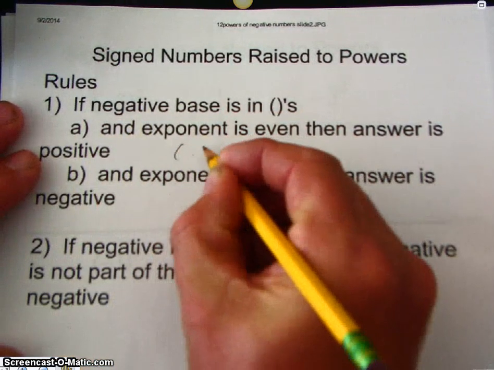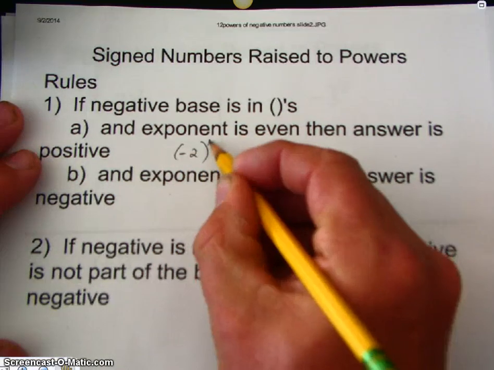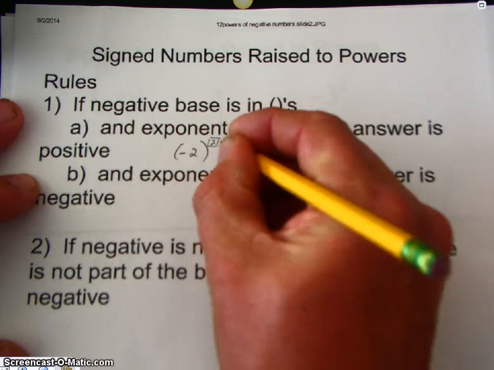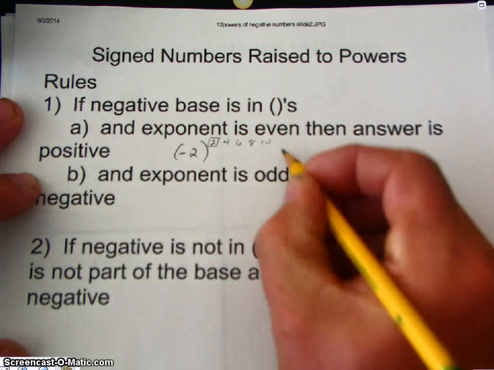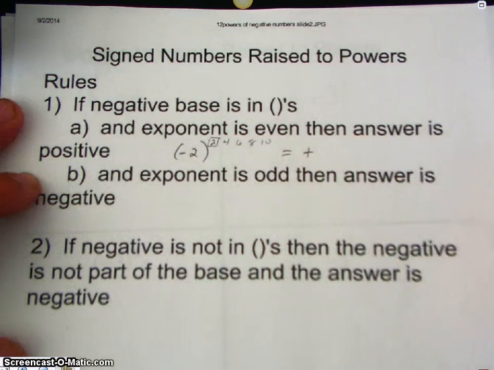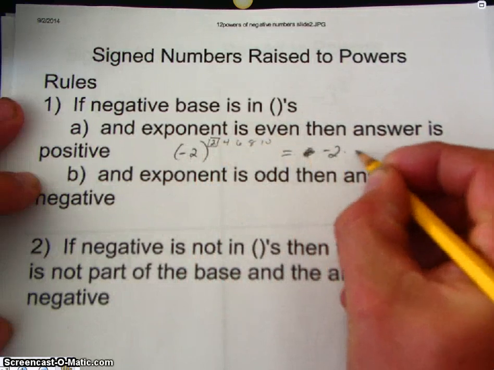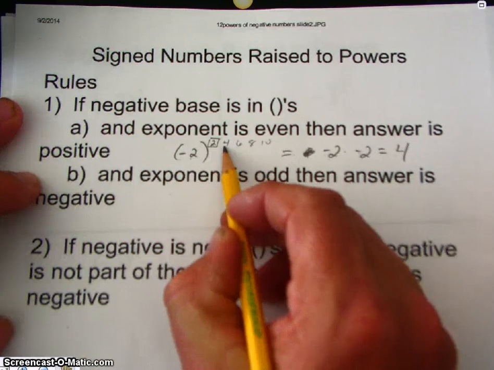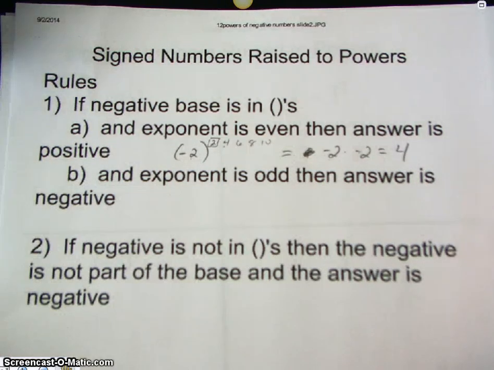In other words, negative base, put the parentheses, let's pick -2. This is where the exponent goes. Now, if the exponent is even, let's say 2, or 4, or 6, 8, 10, and so on, my answer will always be positive. So (-2) squared is the same thing as saying -2 times -2. Negative times negative is a positive. 2 times 2 is 4, so it'll be +4. Or it'll be -2 times -2 times -2 times -2. That gives me a positive value.